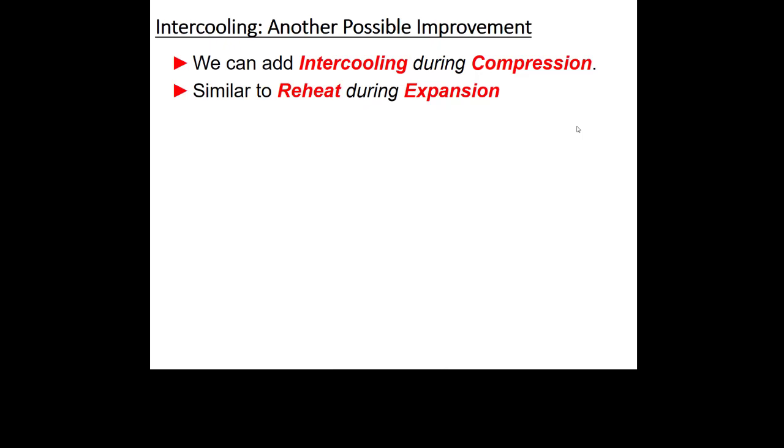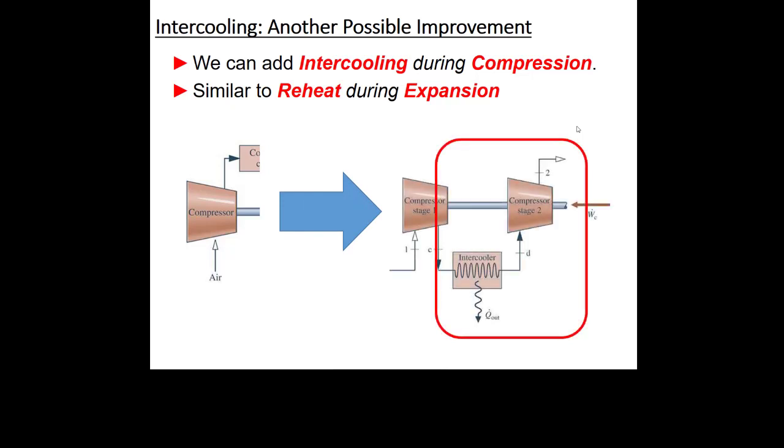We do reheat, but then we can also do this thing called intercooling. Now, intercooling is like the compressor's version of reheat. So we're going from 1 compressor to 2 compressors. But what happens is in between those compressors, we cool the fluid down. Because the compressor's kind of fighting a battle here. It's trying to push those air molecules closer and closer together. That's how you increase pressure.